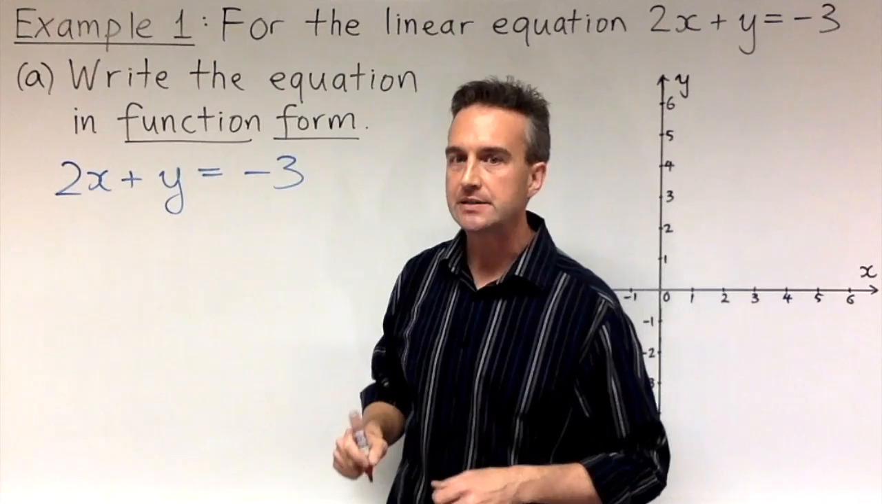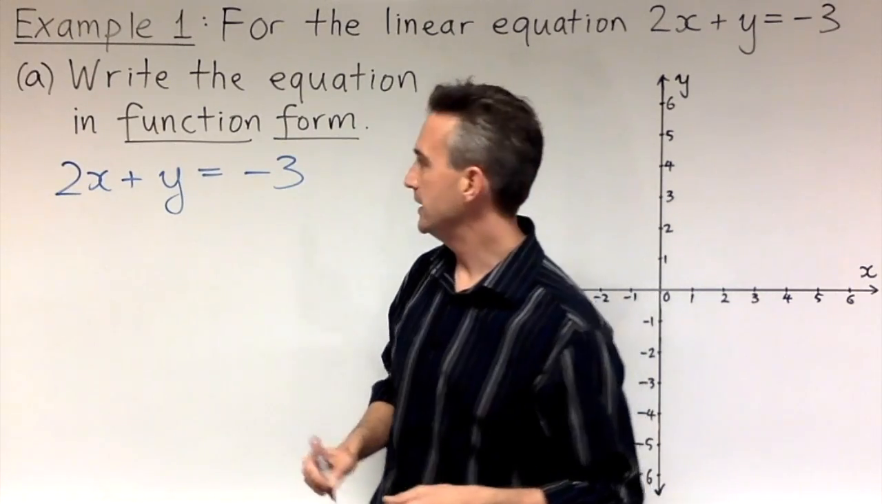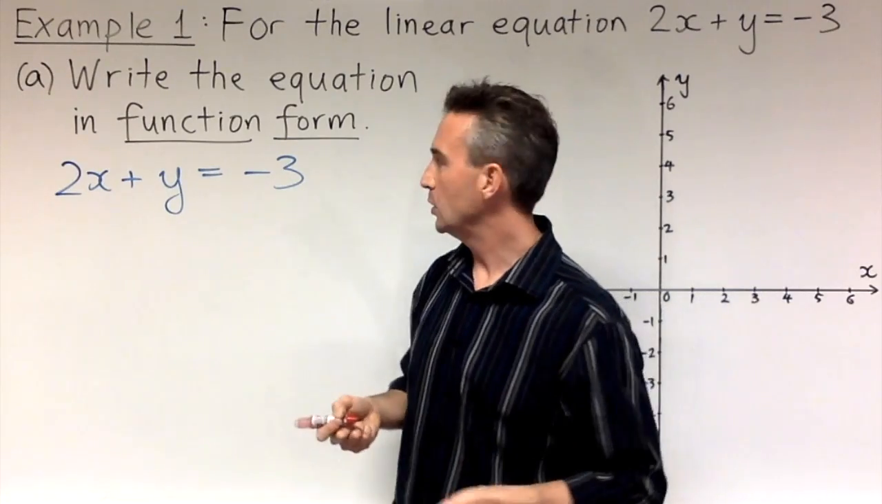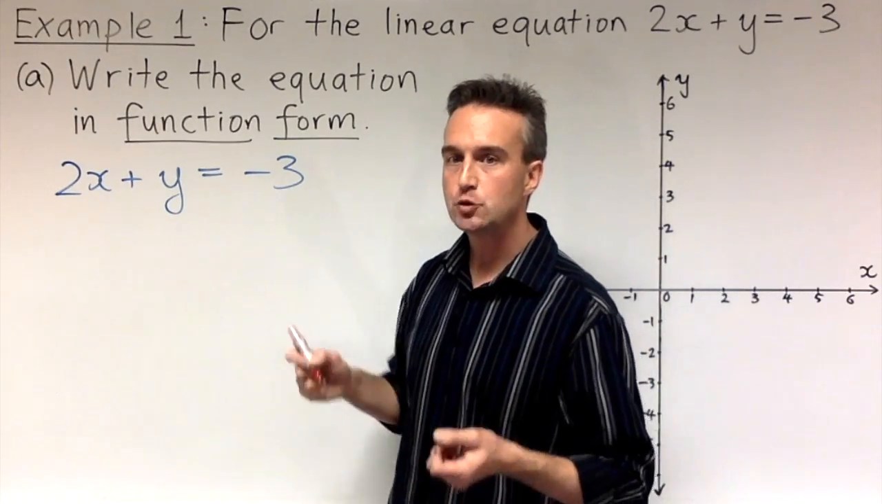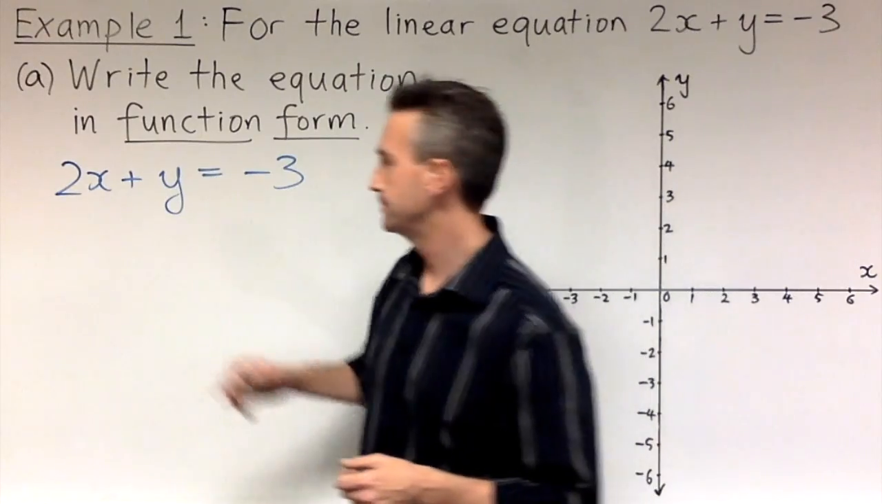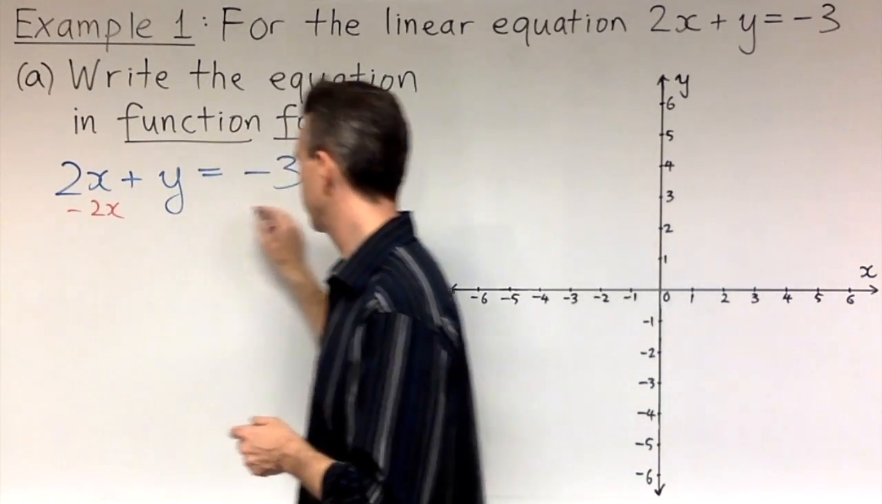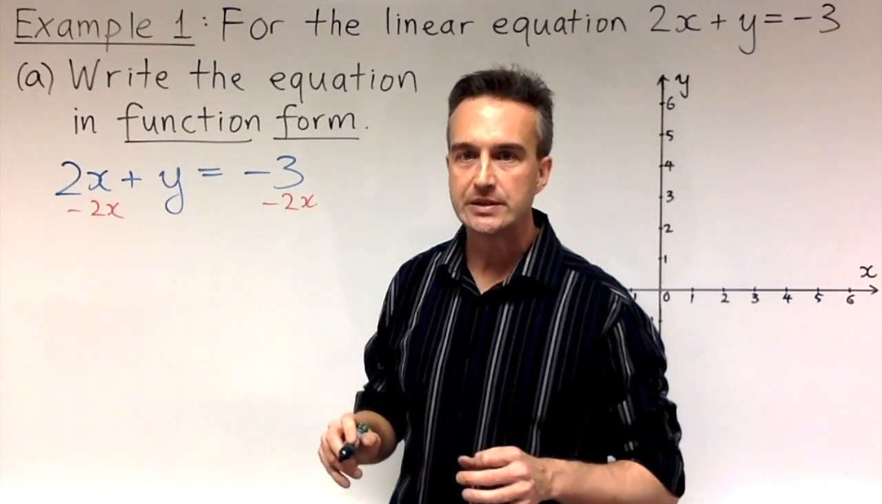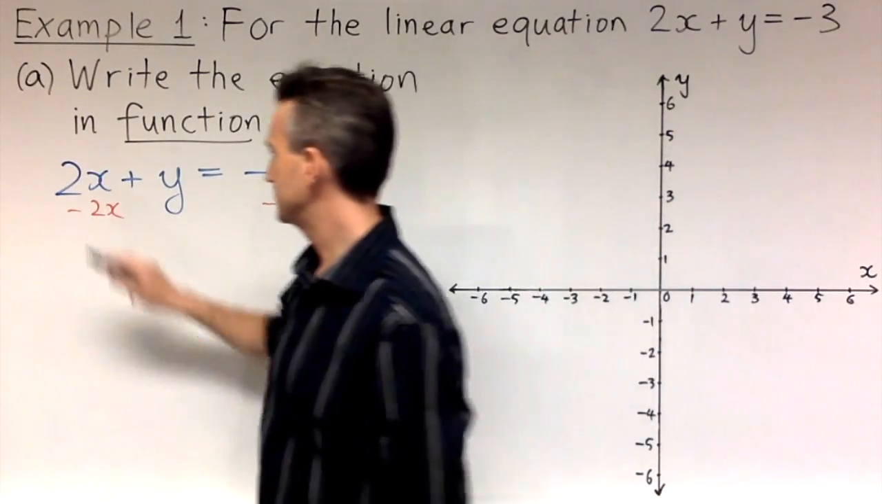To get y by itself on the left, all we need to do is move this 2x to the other side. How do we do that? We undo 2x by subtracting 2x from both sides. The 2x and the negative 2x on the left now cancel out.